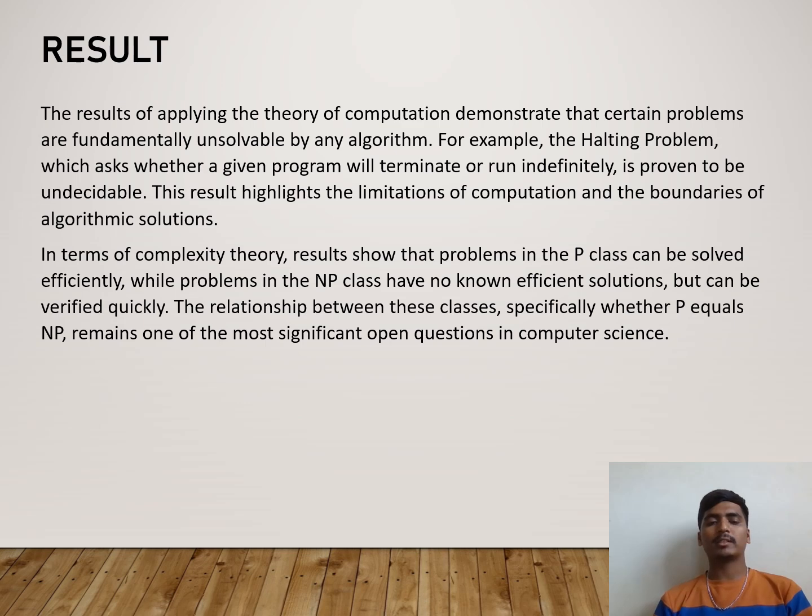In terms of complexity, theory results show that problems in the P class can be solved efficiently, while problems in the NP class have no known efficient solution but can be verified quickly. The relationship between these classes, especially whether P equals NP, remains one of the most significant open questions in computer science.